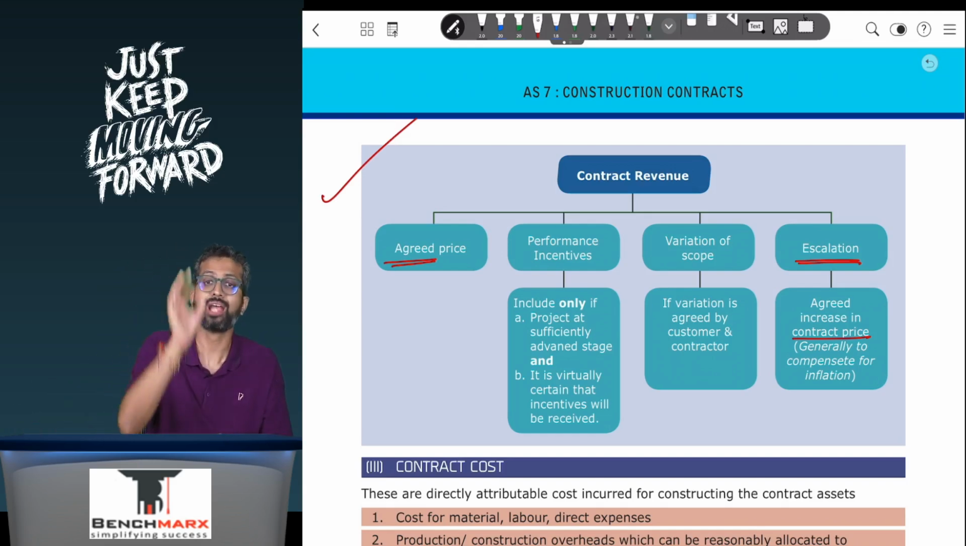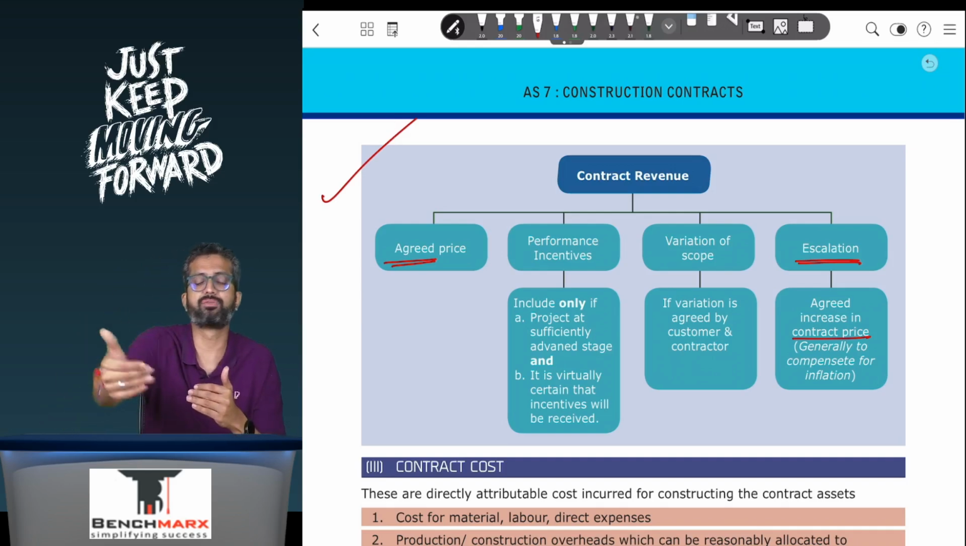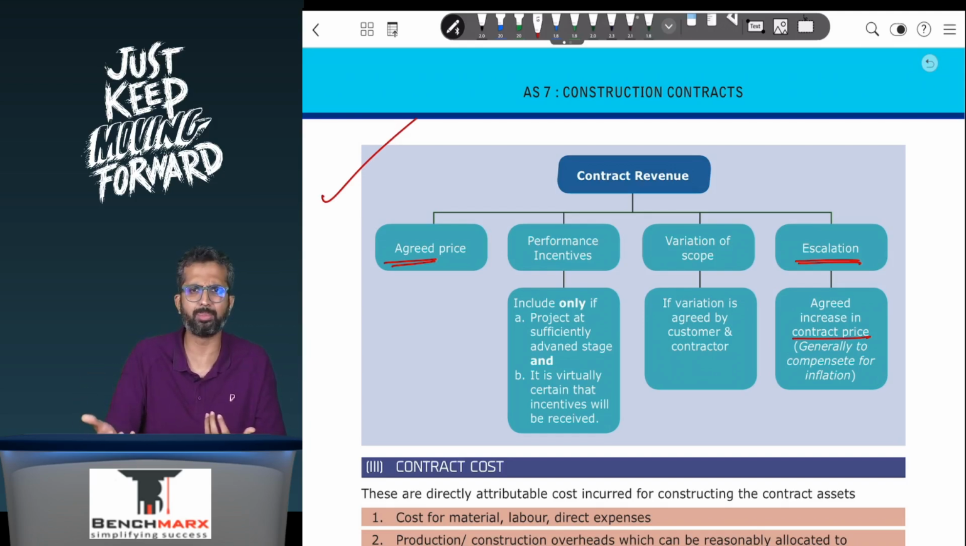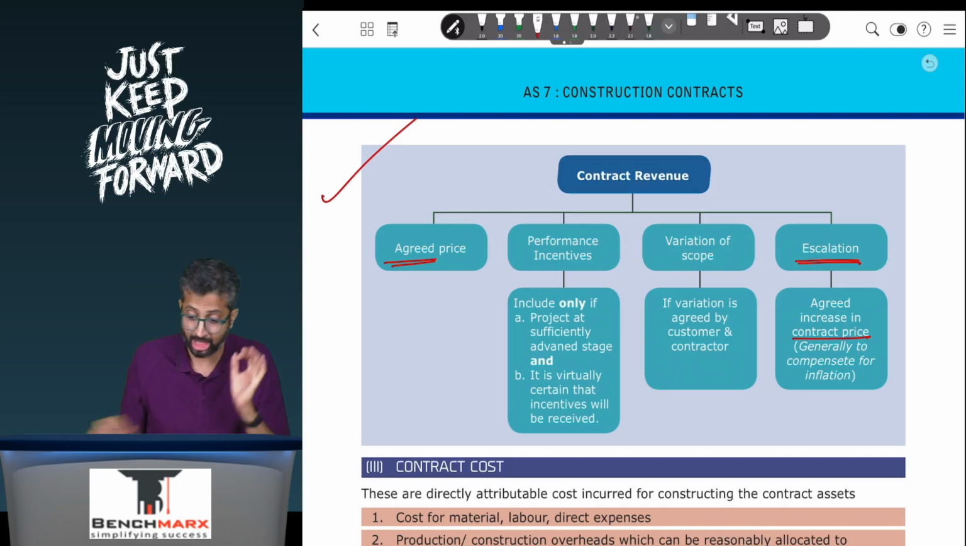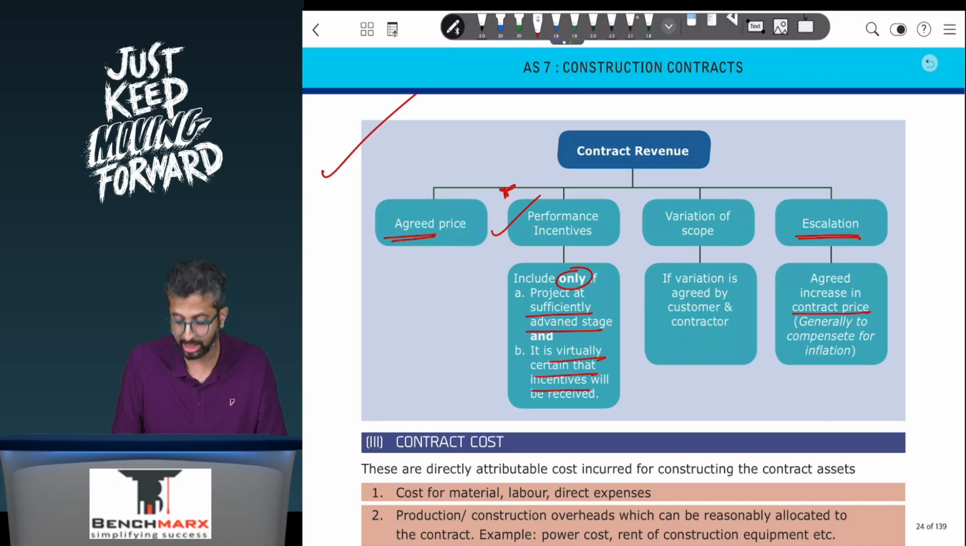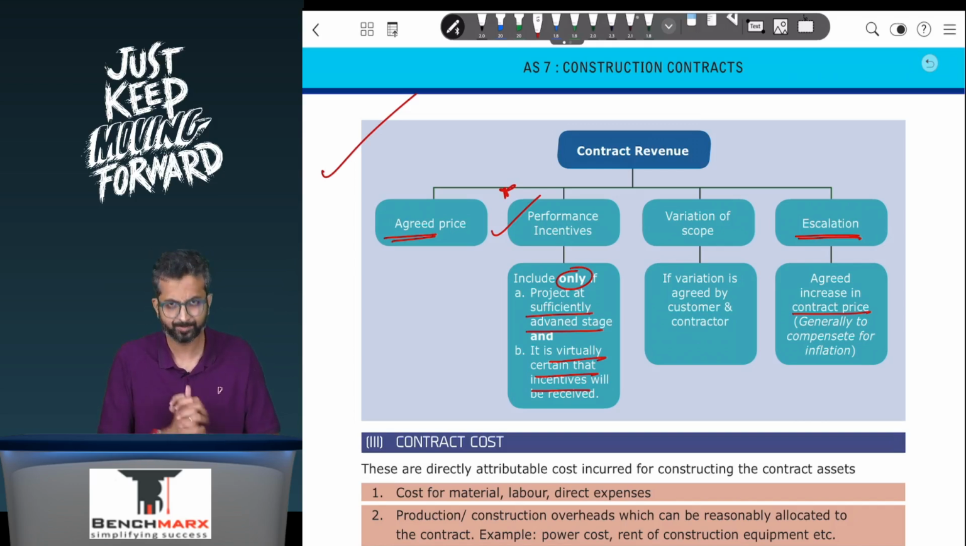And hence the standard says performance incentives can be recognized only if the project is at a sufficiently advanced stage. Now you are just 20% complete here. Sufficiently advanced is more than 90% complete. The project has to be in a sufficiently advanced stage and it should be virtually certain that you receive the incentives. Only then can you recognize these performance incentives. Otherwise, you will not include it. So in the last year, if you actually earn the incentives, then in the last year your contract revenue will be included because of the performance incentives, but not before.